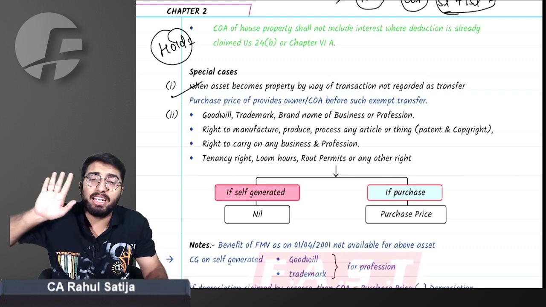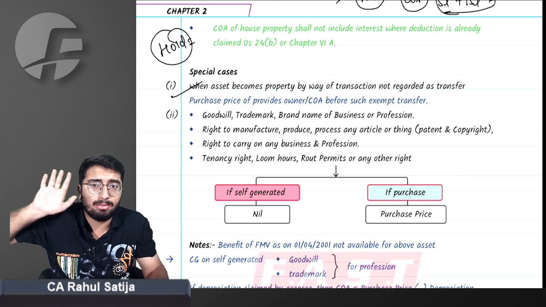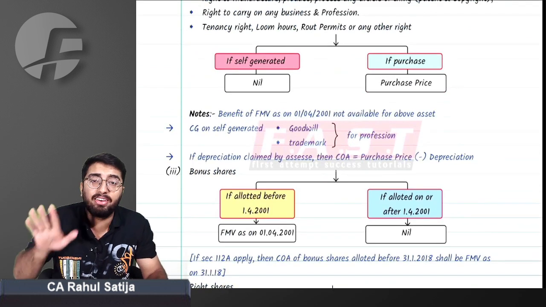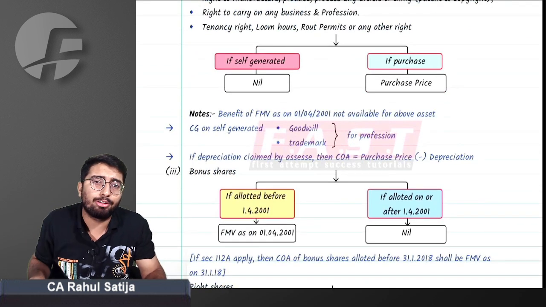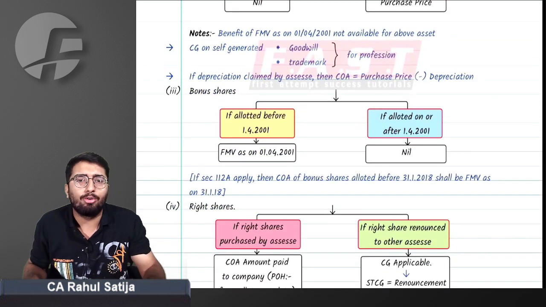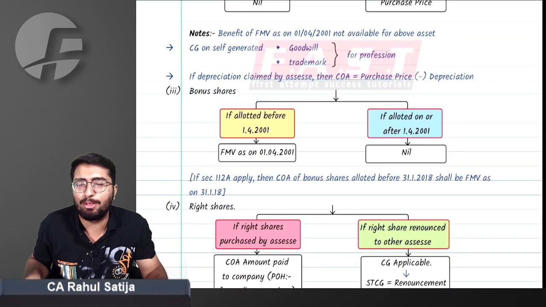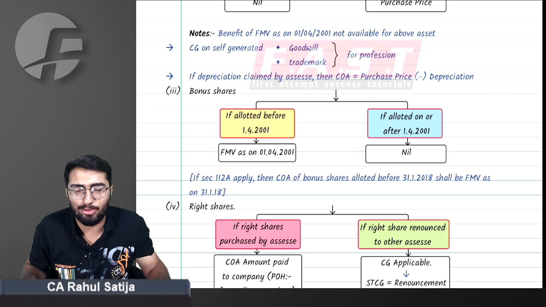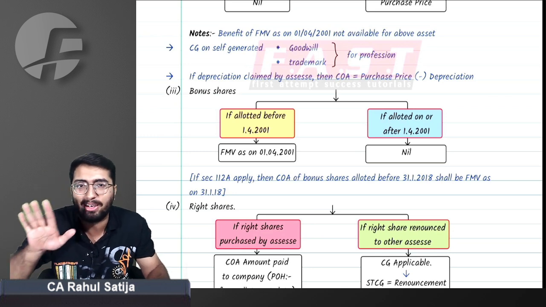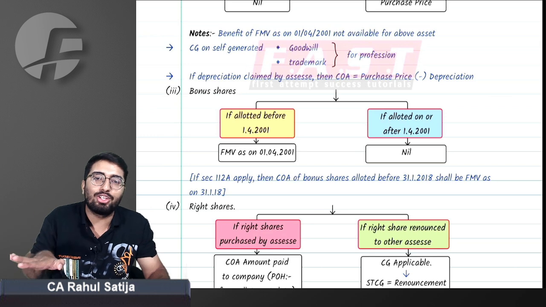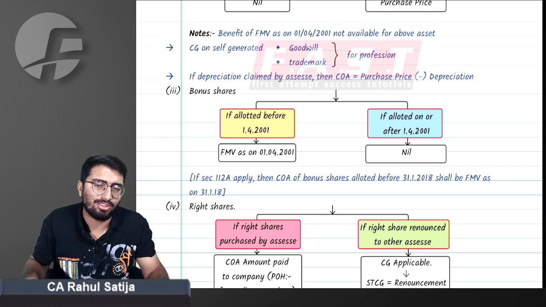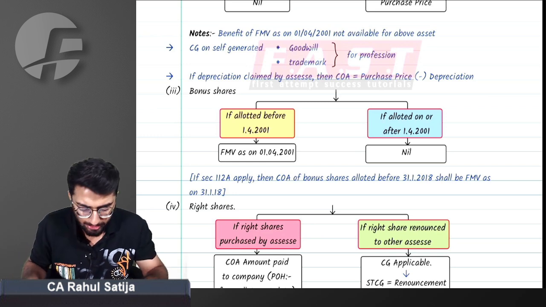But if any asset is available, we do have a benefit of FMV as on 1st April 2001. But for any intangible assets, FMV of 1st April 2001 is not applicable. If we have any depreciable asset, then cost of acquisition will be considered after reducing depreciation. For bonus shares, if any bonus share is allotted before 1st April 2001, FMV as on 1st April 2001 is considered. But if bonus is allotted after 1st April 2001, cost of acquisition will be considered as nil. But if such bonus shares are listed on recognized stock exchange, then you can take the grandfathering value or FMV as on 31st January 2018. We will be studying about this later on.